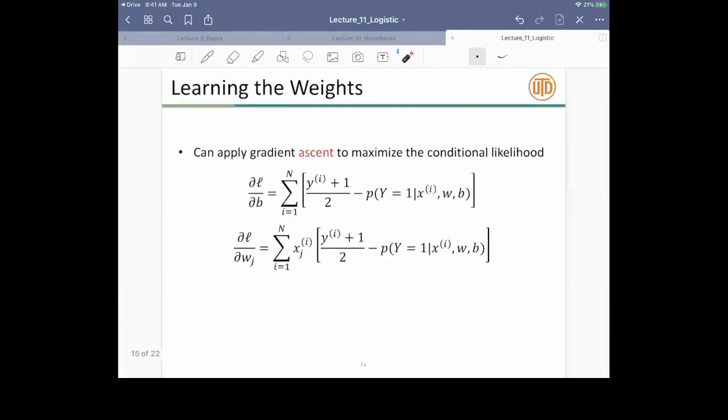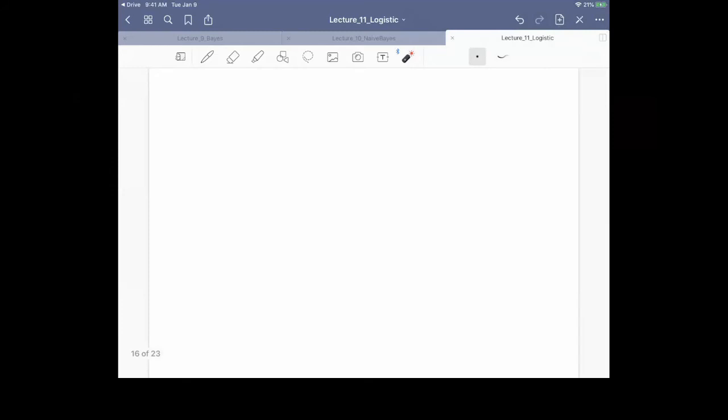The gradient descent would be essentially very simple. The idea of the algorithm is very simple. I start with some arbitrary initialization, for example 0. You could start with 0.